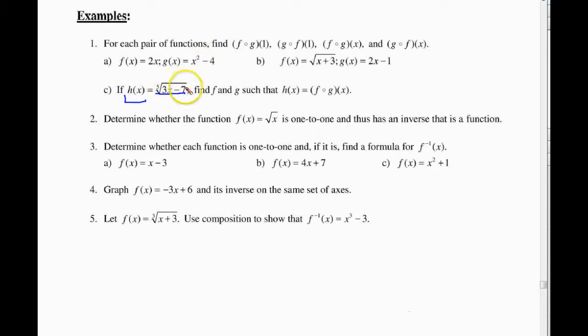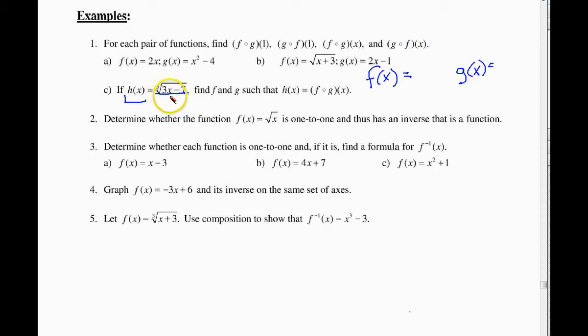So, what could have been the function f of x, and the function g of x that will give us this composition? And there's hard ways to do it, and there's easy ways to do it. So let's study it for a moment here, and see if you could go along with this.